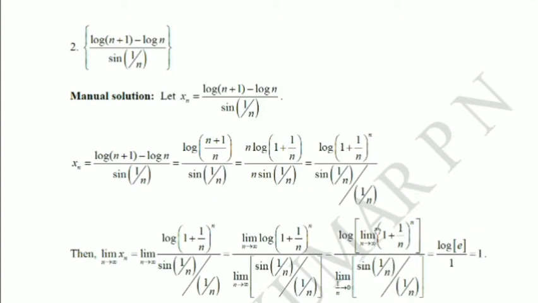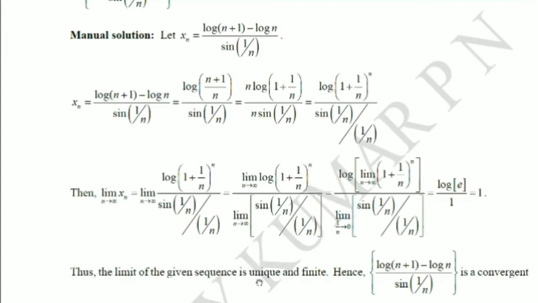Now see, this is a standard result: limit as n tends to infinity of 1 plus 1 by n whole to the power of n. The answer is e. So that is what I have written. And this is of the form limit as theta tends to 0 of sine theta by theta. So that is also 1, and log e base e is 1. So 1 by 1 is 1. So we got the limit of this sequence as 1, which is finite and unique. Hence the given sequence is convergent.